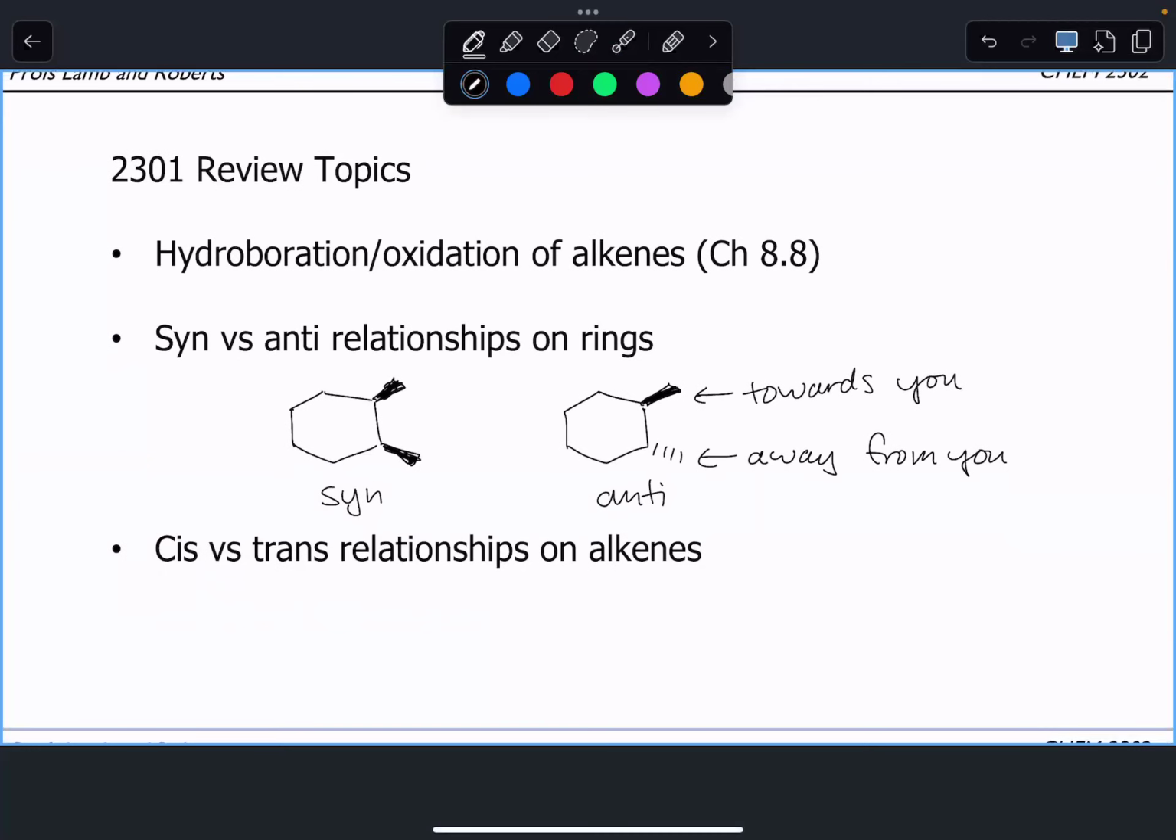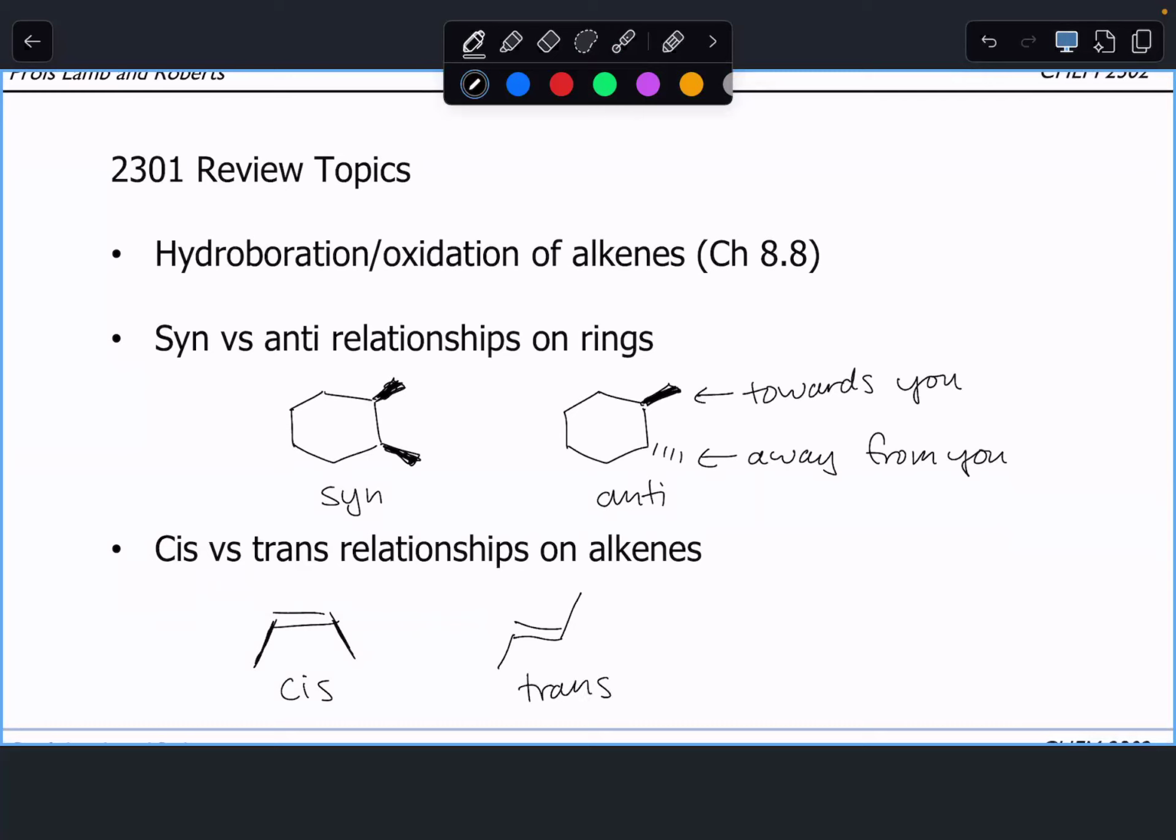And then cis and trans relationship of alkenes. Similarly, when we have an alkene, if we have two substituents that are on the same side of the alkene like this, that's called cis. And if they are on opposite sides of the alkene, that's called trans.